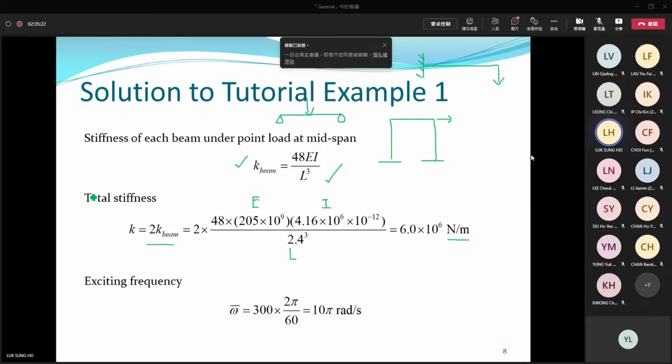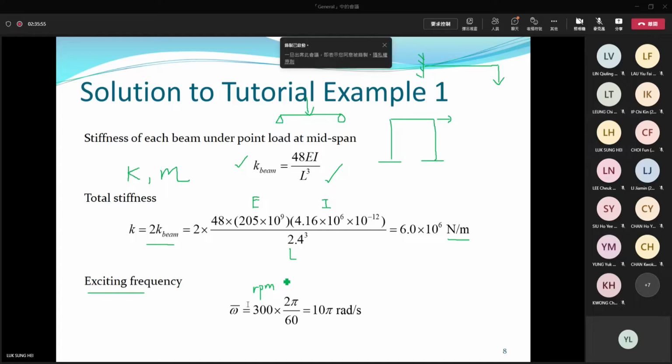So we know what is stiffness. We know what is mass. You can calculate natural frequency if you like. But before calculating the frequency here, I would like to do unit conversions. According to the problems, the exciting frequency, omega bar, is equal to 300 revolutions per minute. Revolutions mean cycles. We have 300 cycles for 1 minute.